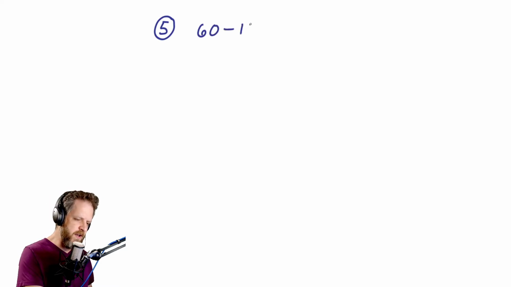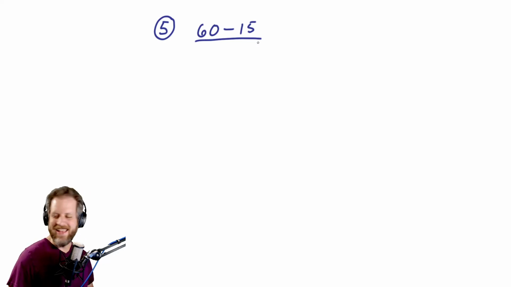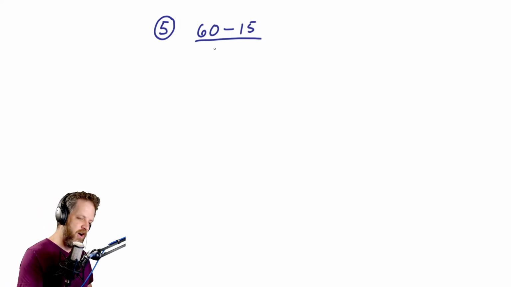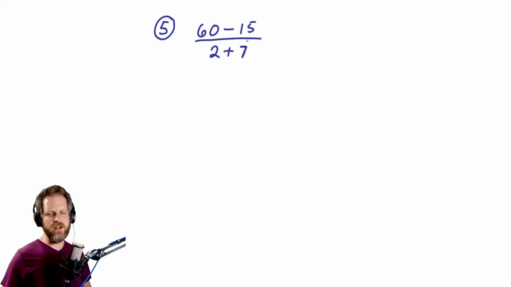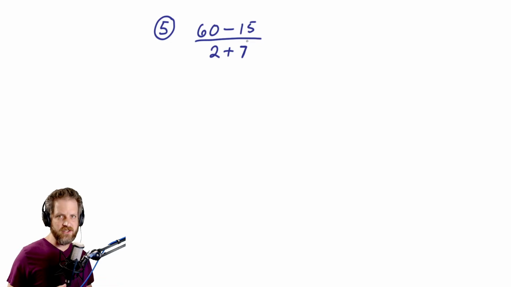minus 15, all of that over fractions. It doesn't really mean fractions. It really means division on this problem. It's going to be okay. 60 minus 15 all over 2 plus 7. Now, this one is a little bit tricksy because if you heard what I was just whispering, fractions are the same as division. We're going to dive a lot into that the more we hit fractions.